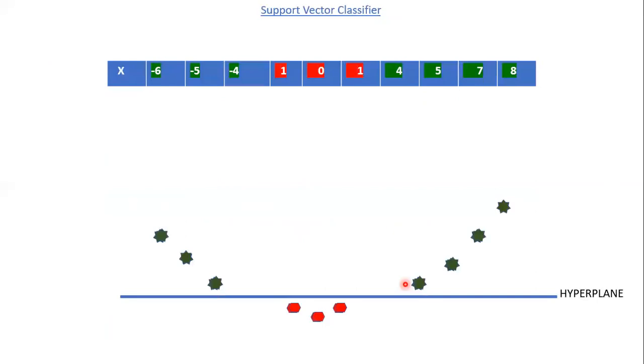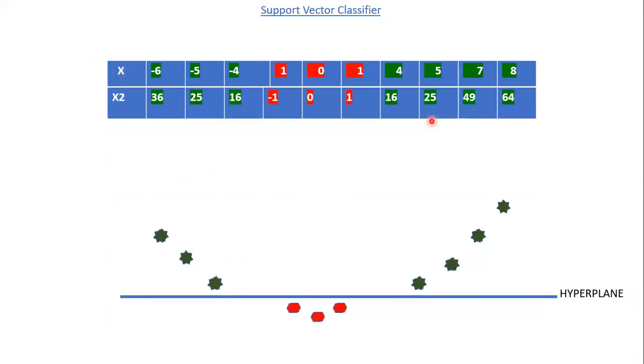What do we mean by an extra dimension? Ignore this for the time being. We have this X feature. What we will do is take X squared, and we will name this the X2 feature. From X, we have taken the X2 feature. What does this X2 feature contain? The square of -6 is 36, the square of -5 is 25, of -4 is 16, this is my 1, and it goes on like this.